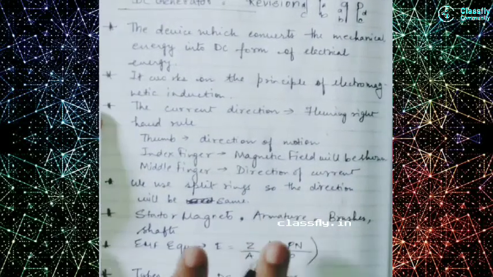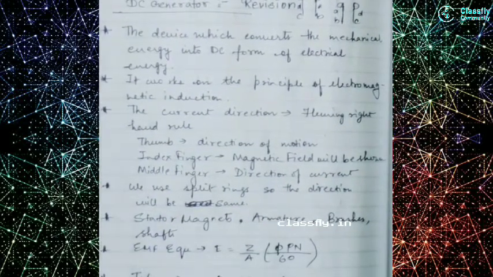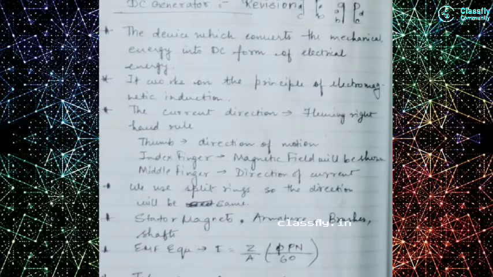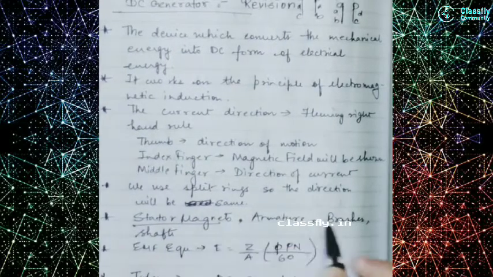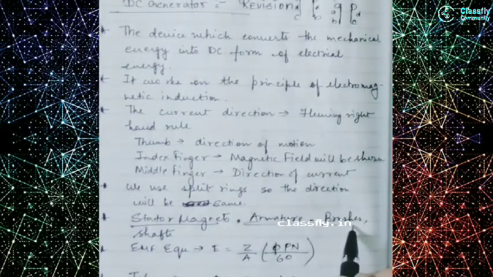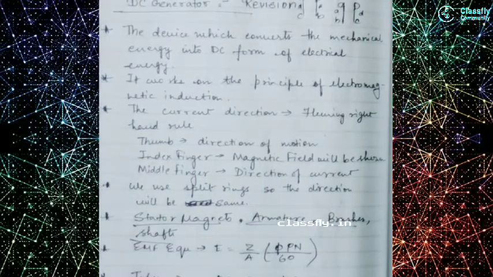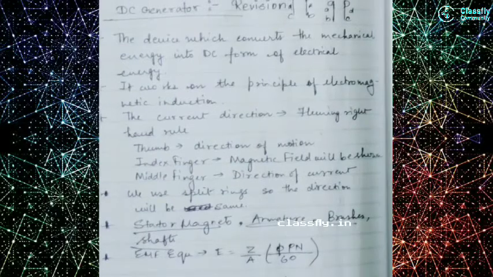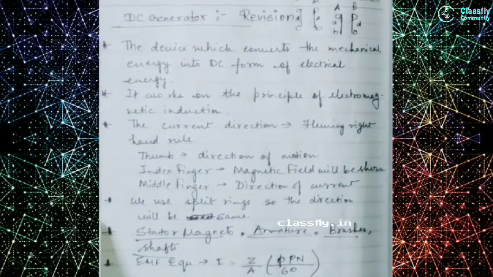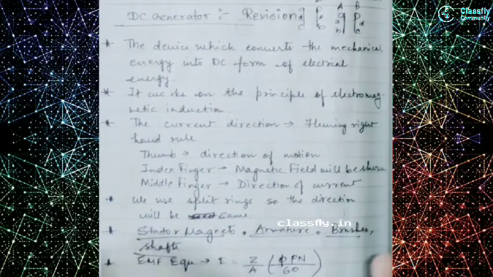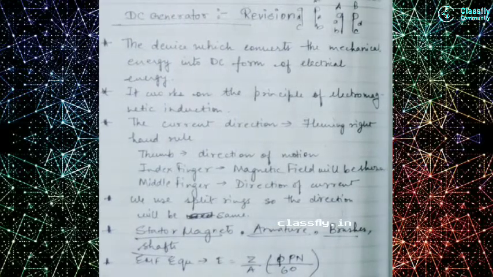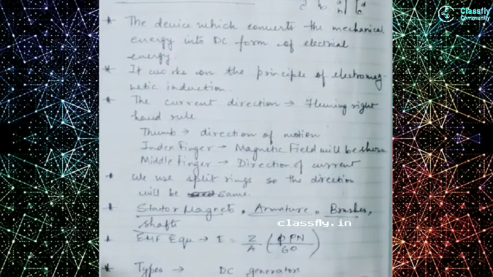Okay, now see here what we use as the components in the DC generator. We use stator magnets, we use armature, we use brushes as well as shafts. So these are the components. So you must watch the construction. I have done it very clearly in the videos. Here are the components I have stated. There is a detailed description given.